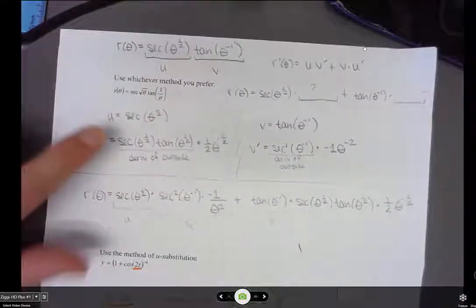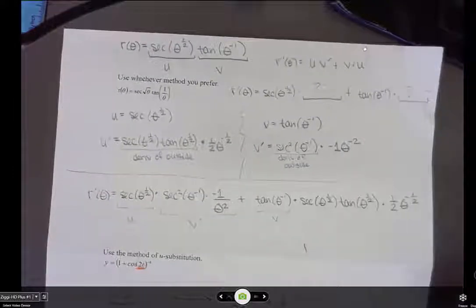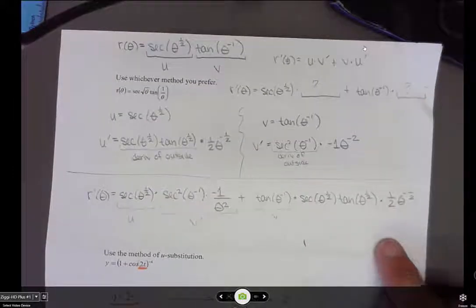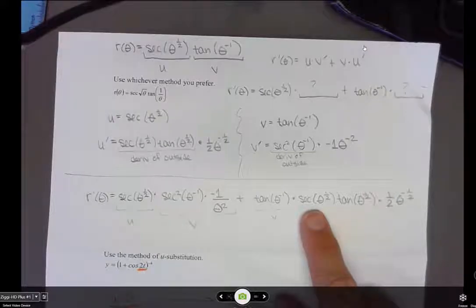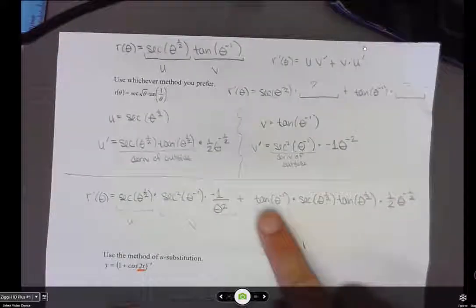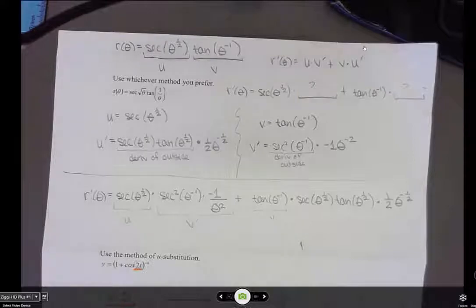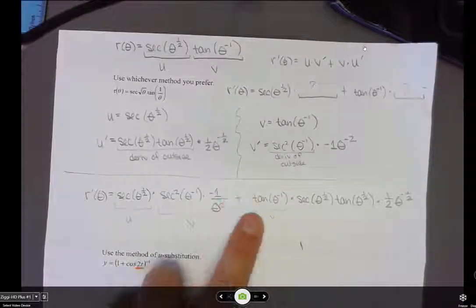And it's not like there are any like terms that you could combine. If you wanted, you could factor out a secant theta to the 1/2, but even if you do, it's not like you're going to be able to combine anything. So I'm just going to leave my answer like that.